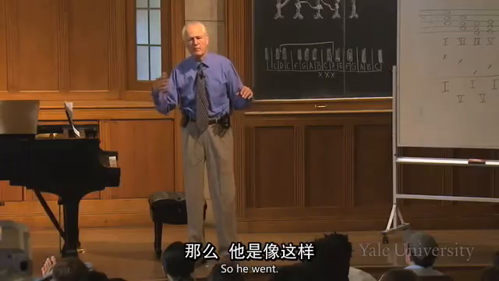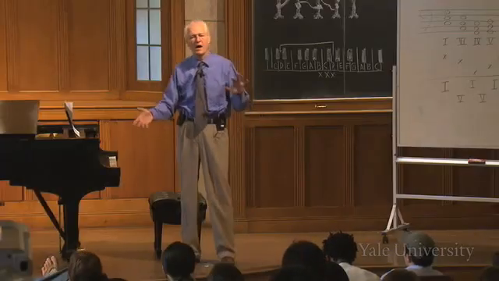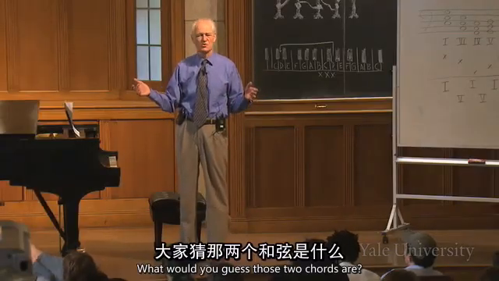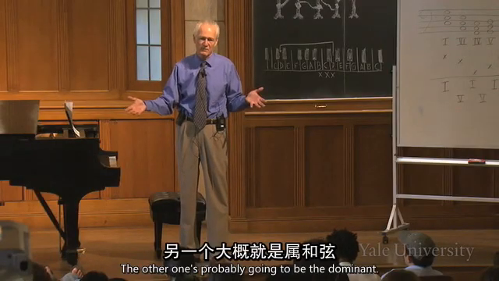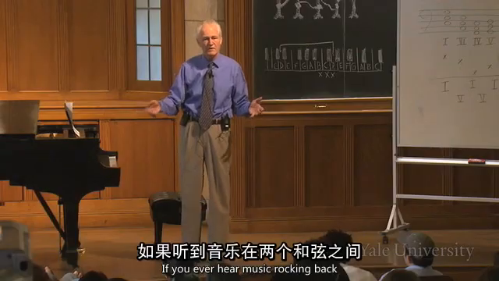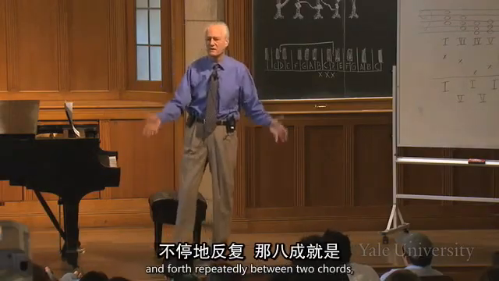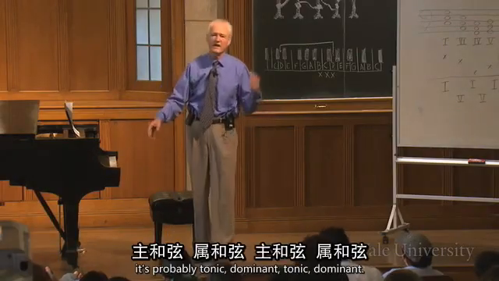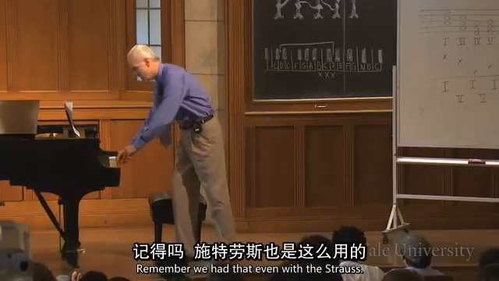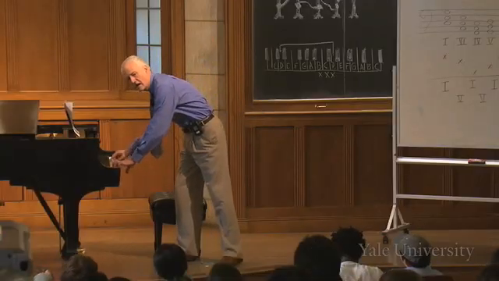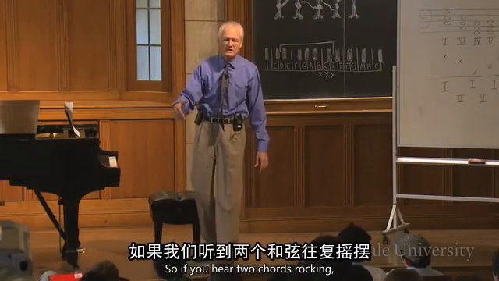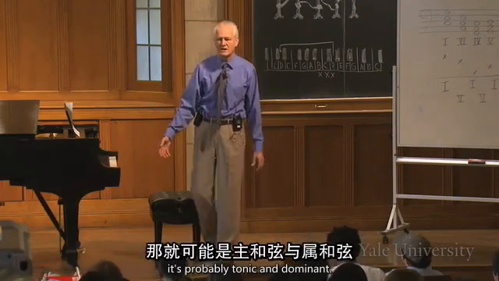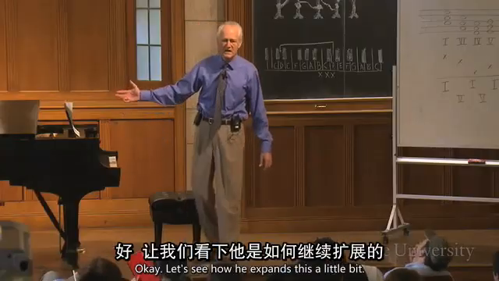Right there. So you're going bum, bum, bum, bum. What would you guess those two chords are? If you said this is the tonic, the other one's probably going to be the dominant. You ever hear music rocking back and forth repeatedly between two chords? It's probably tonic, dominant, tonic, dominant. Remember we had that even with the Strauss. The timpani played that tonic, dominant, tonic, dominant. So if you hear two chords rocking, it's probably tonic and dominant. Okay, let's see how he expands this a little bit.